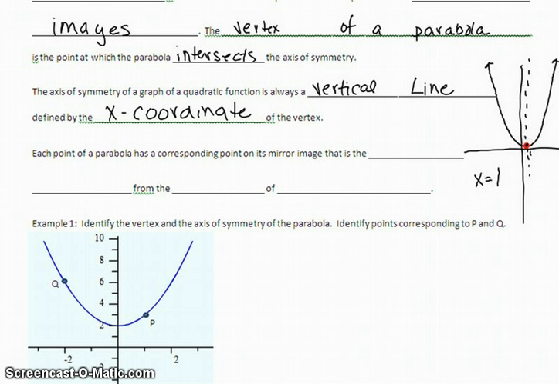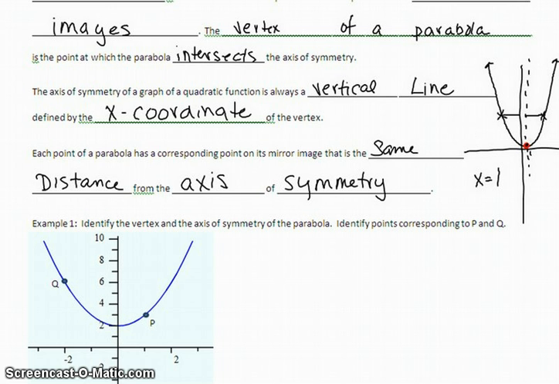Okay. So each point of a parabola has a corresponding point on the mirror image that is the same distance from that axis of symmetry. What that is saying is if I have a point here that's 1 or 2 places from the axis of symmetry, I've got a corresponding point on the other side that is the same distance away.